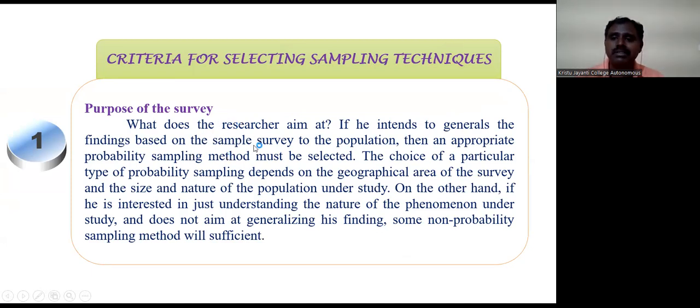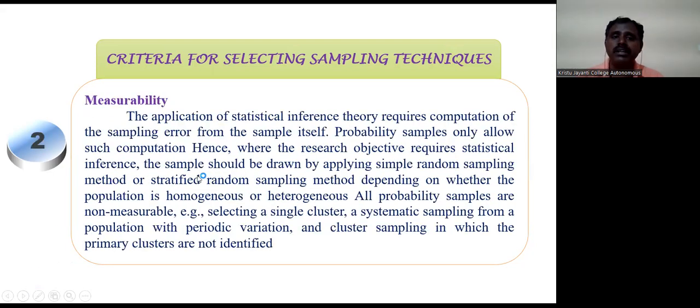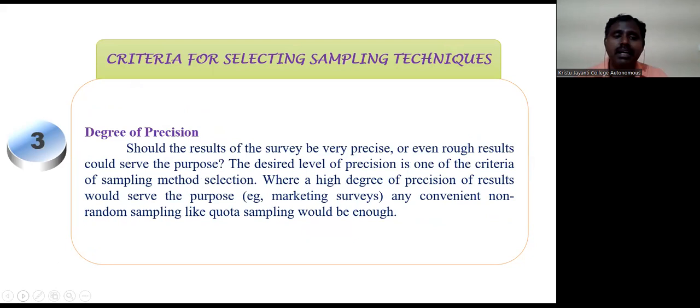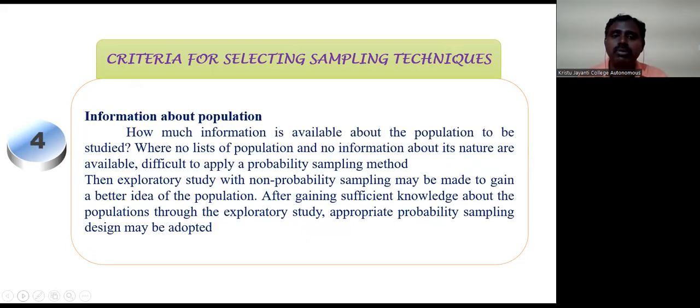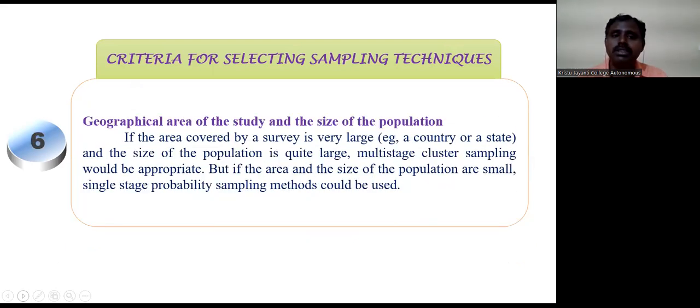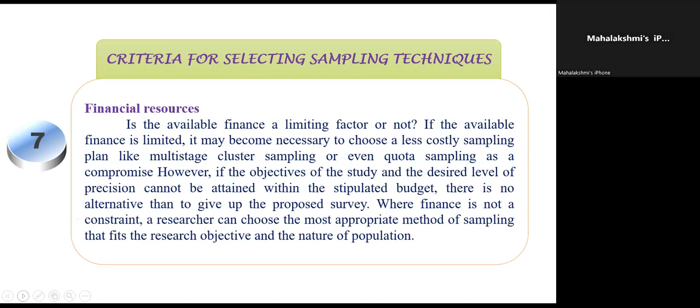The choice of the particular type of probability sampling depends on the geographical area of the survey, and you can choose which kind of sampling technique you go for, whether probability sampling or non-probability sampling. Then measurability. The application of statistical inference requires computation of sampling error from the sample itself, and based on measurability you can decide whether to go for probability or non-probability sampling. Then degree of precision, information about the population, the nature of the population, geographical area of the study, size of the population, and financial resources.